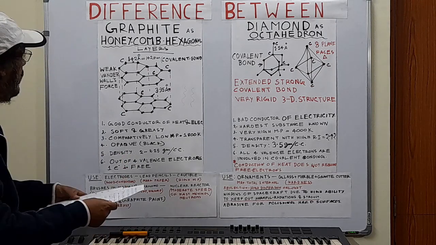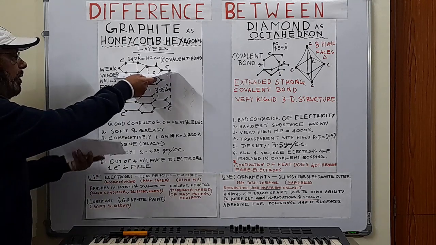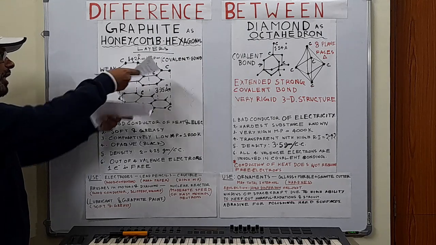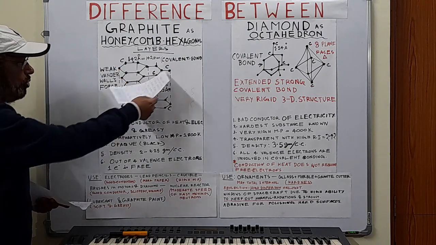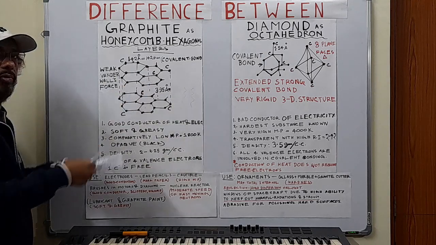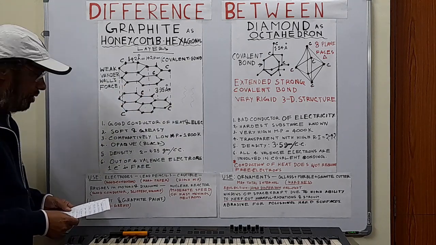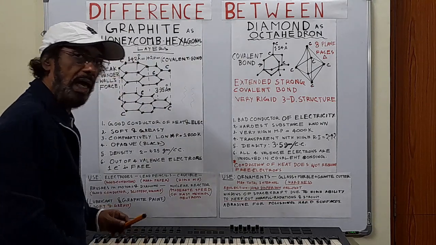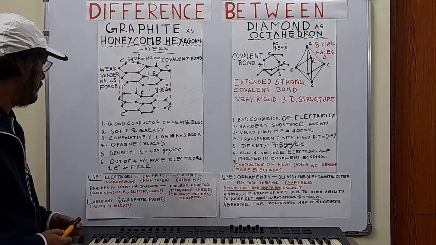In the same way, in graphite, let this be the top layer and this the successive layer. In between two layers, there is a weak van der Waals force due to this greater gap. As a result, one layer can slide over another, and that's why graphite is soft and slippery, that is, greasy.